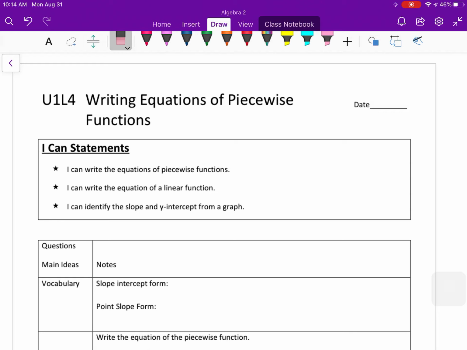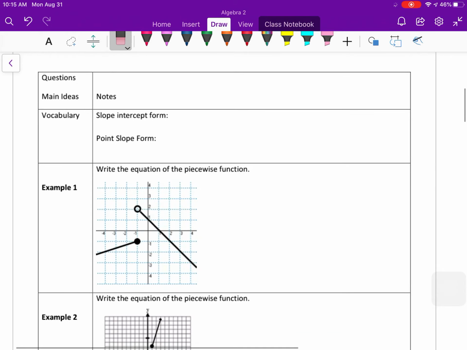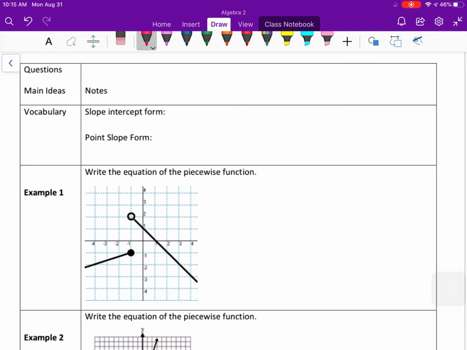All right, today we're going to do writing equations of piecewise functions. So yesterday we graphed equations, so now we're going to go back and write the equations. So let's just review the two forms to write an equation of a line in.